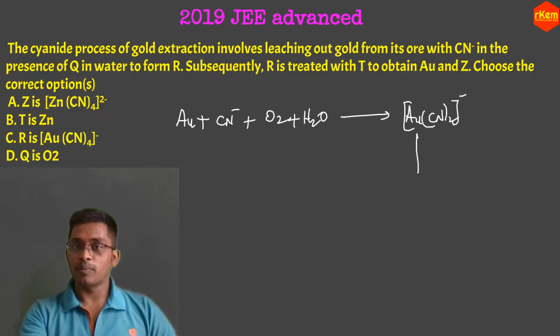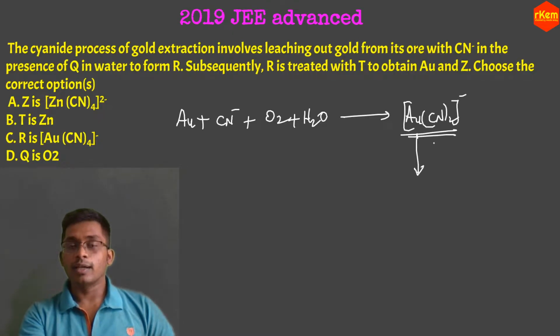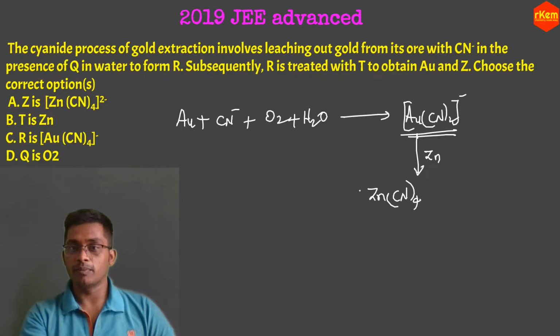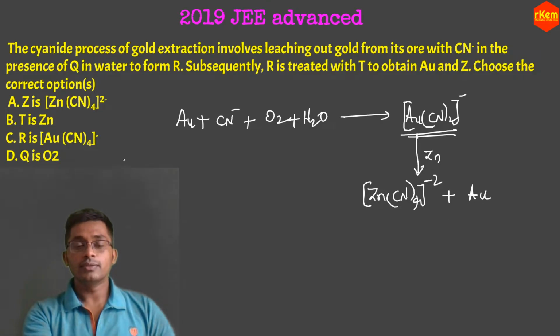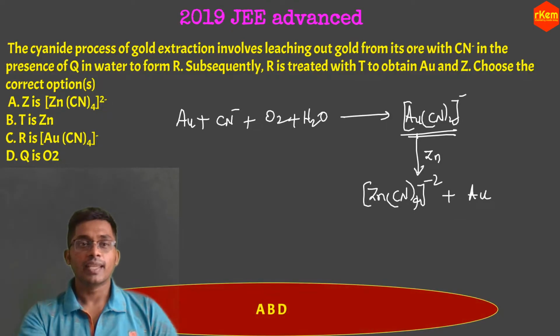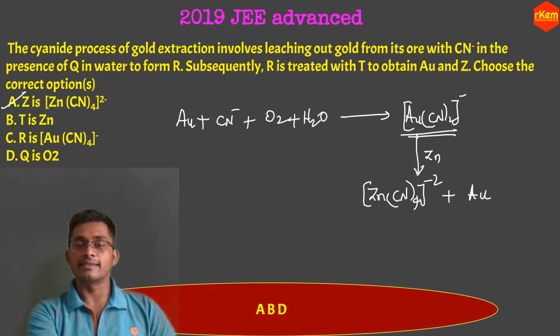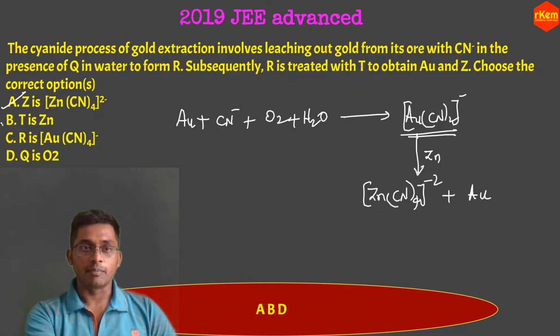Now this complex, to get pure gold, we use a more reactive element like zinc. So this zinc forms a stable complex plus pure gold. Okay. So you can identify the options. So what are the correct options here? A, Z is this complex, and B, T is Zn, and Q.